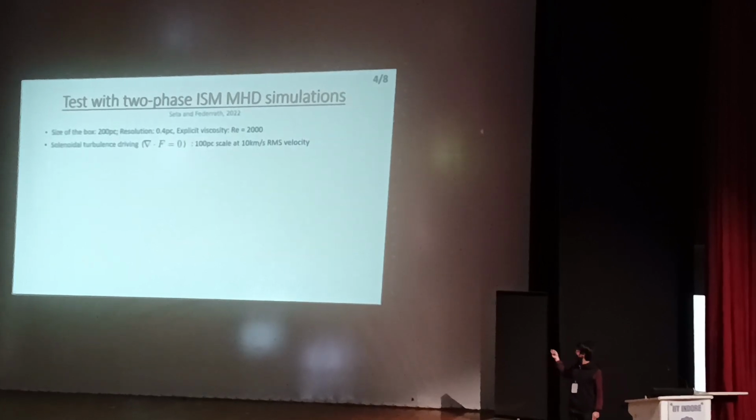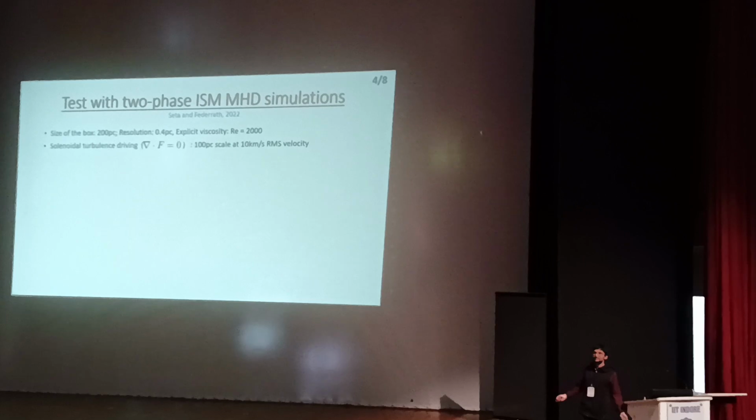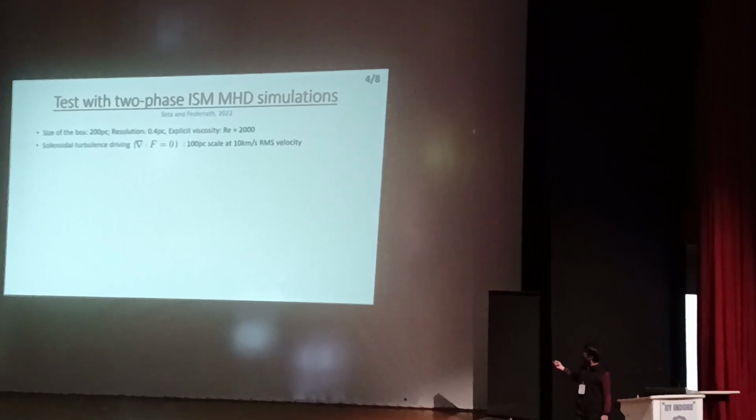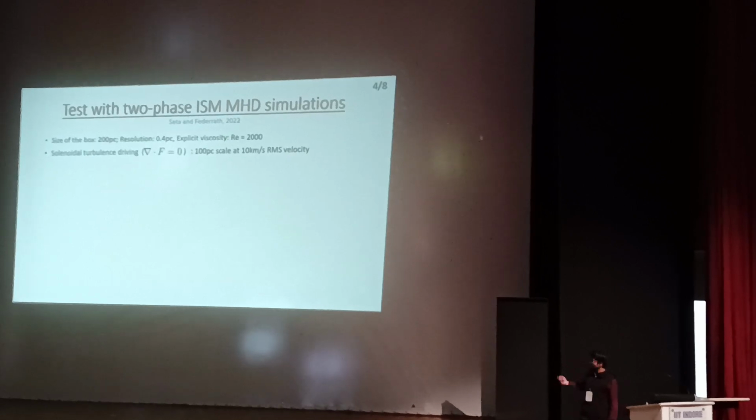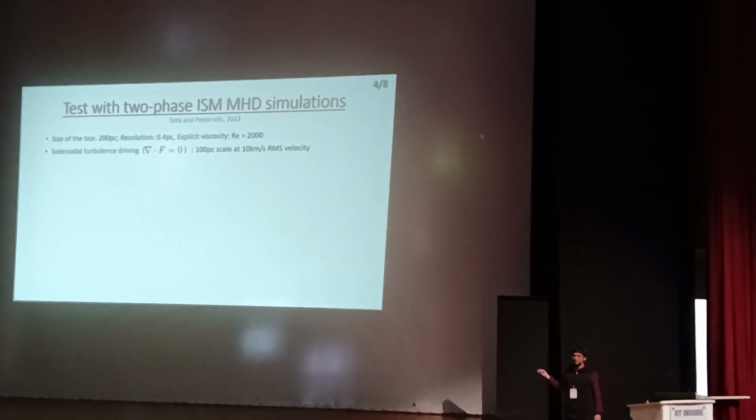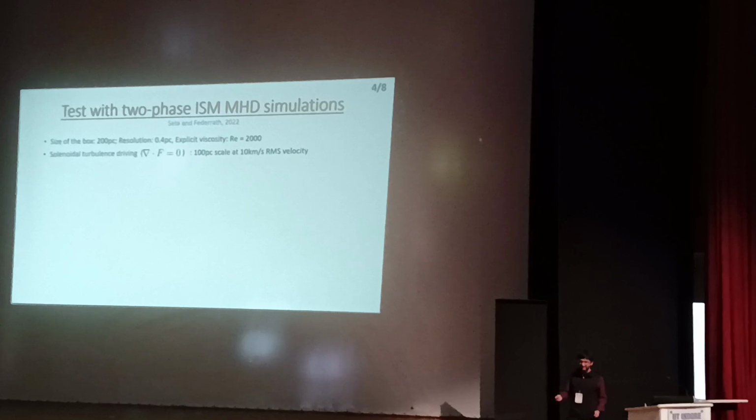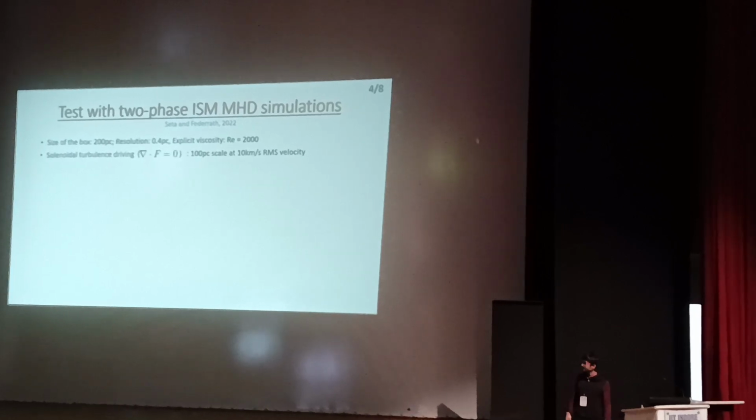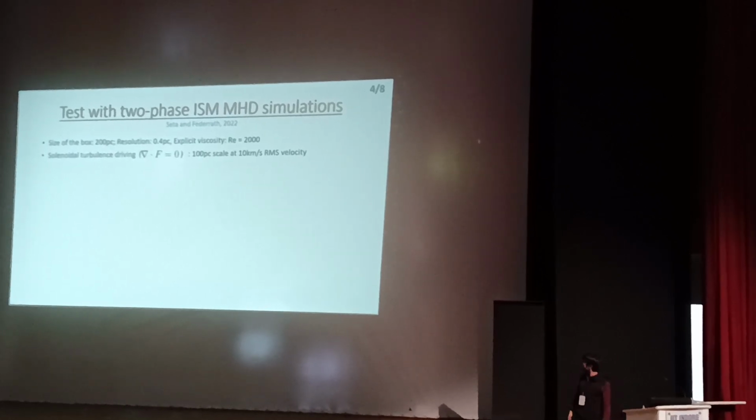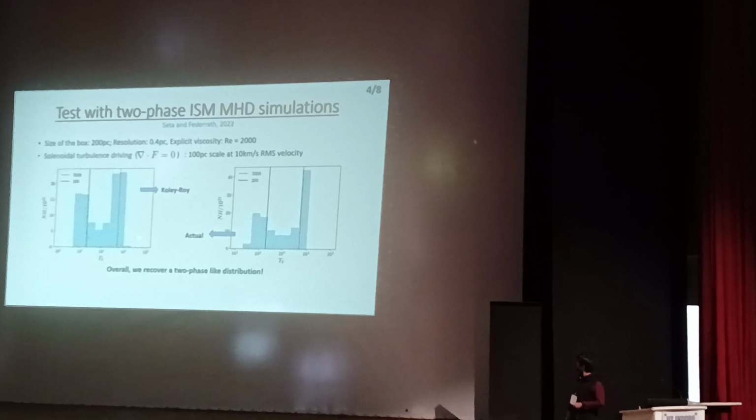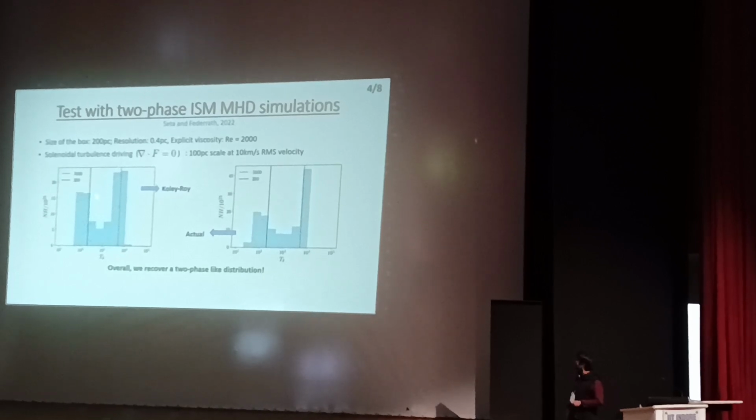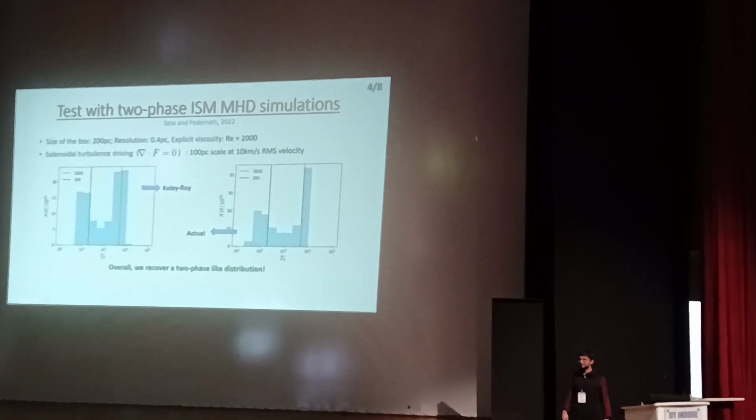So I took the two-phase interstellar medium magnetohydrodynamic simulations performed by Seta and Federrath in 2022. The main description of the simulation is given here. Now, if we take the simulation box, generate the absorption spectrum out of it and apply the Kalberla and Kerp method with some necessary modifications that I don't have the time to discuss, we get this kind of distribution. This is what that method gives us, and this is the actual distribution that we expect.